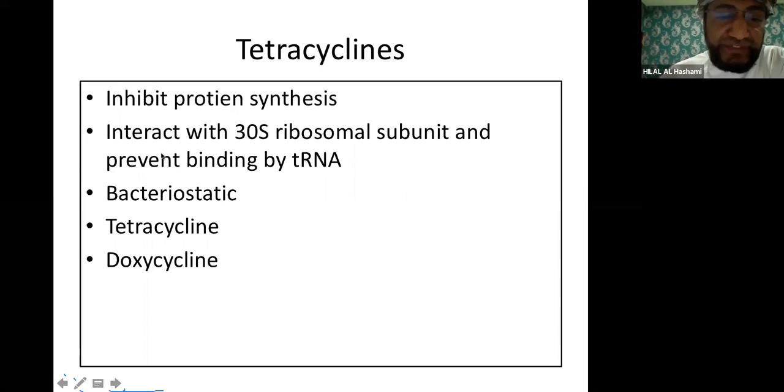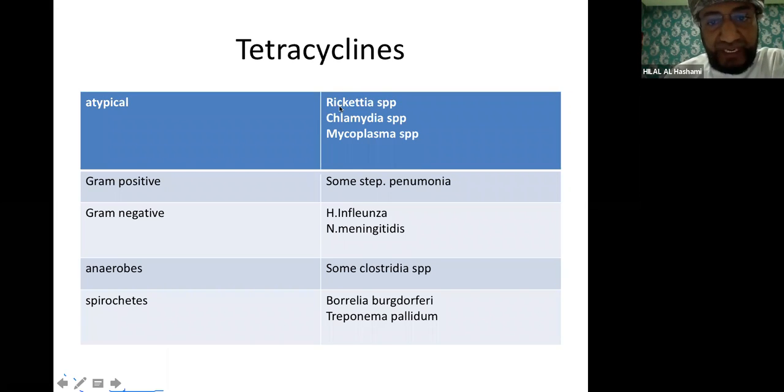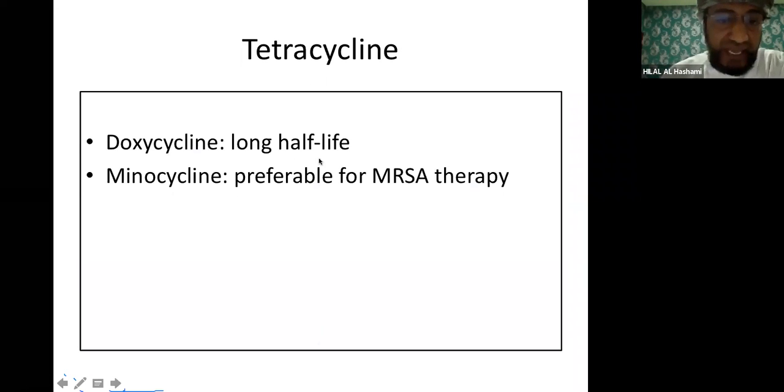Tetracyclines inhibit protein synthesis and interact with the 30S ribosomal subunit. They are bacteriostatic. The classic ones are tetracycline and doxycycline. They have very good anti-rickettsial effect and anti-atypical organism activity. They maintain some gram-positive and some gram-negative coverage, and they are also used for the treatment of Borrelia burgdorferi and Treponema pallidum. Doxycycline has a long half-life, and minocycline is preferable for MRSA therapy.